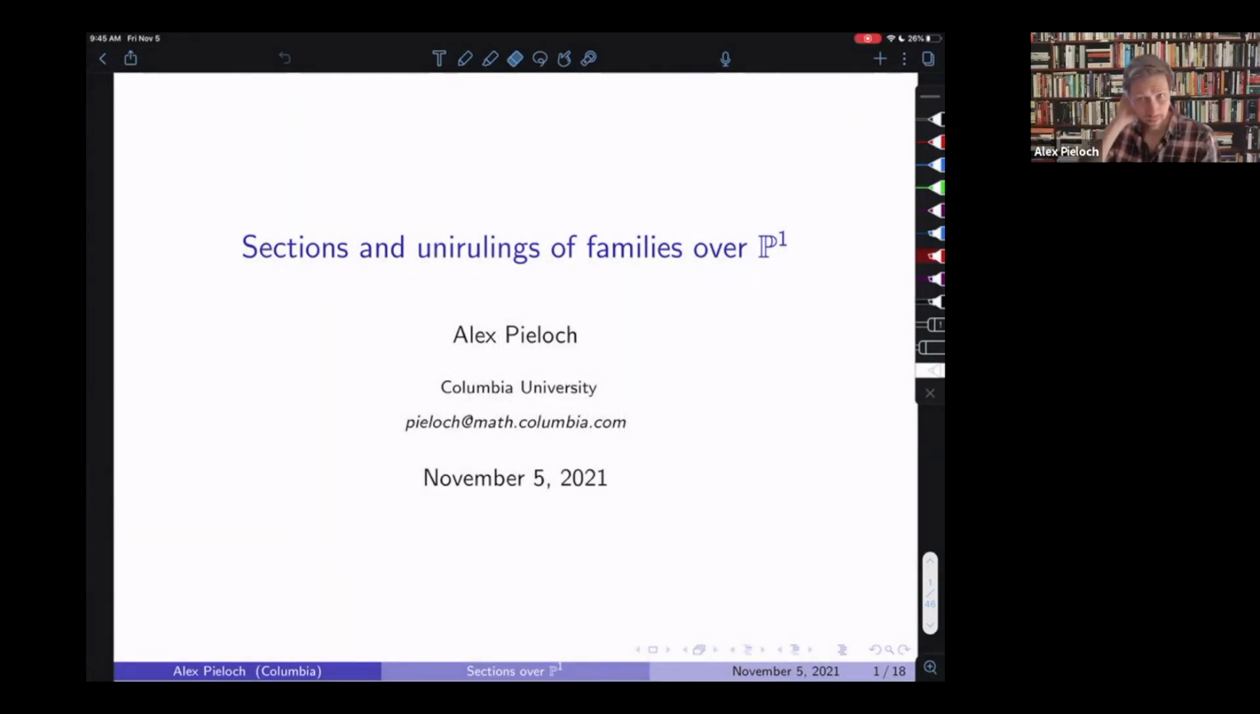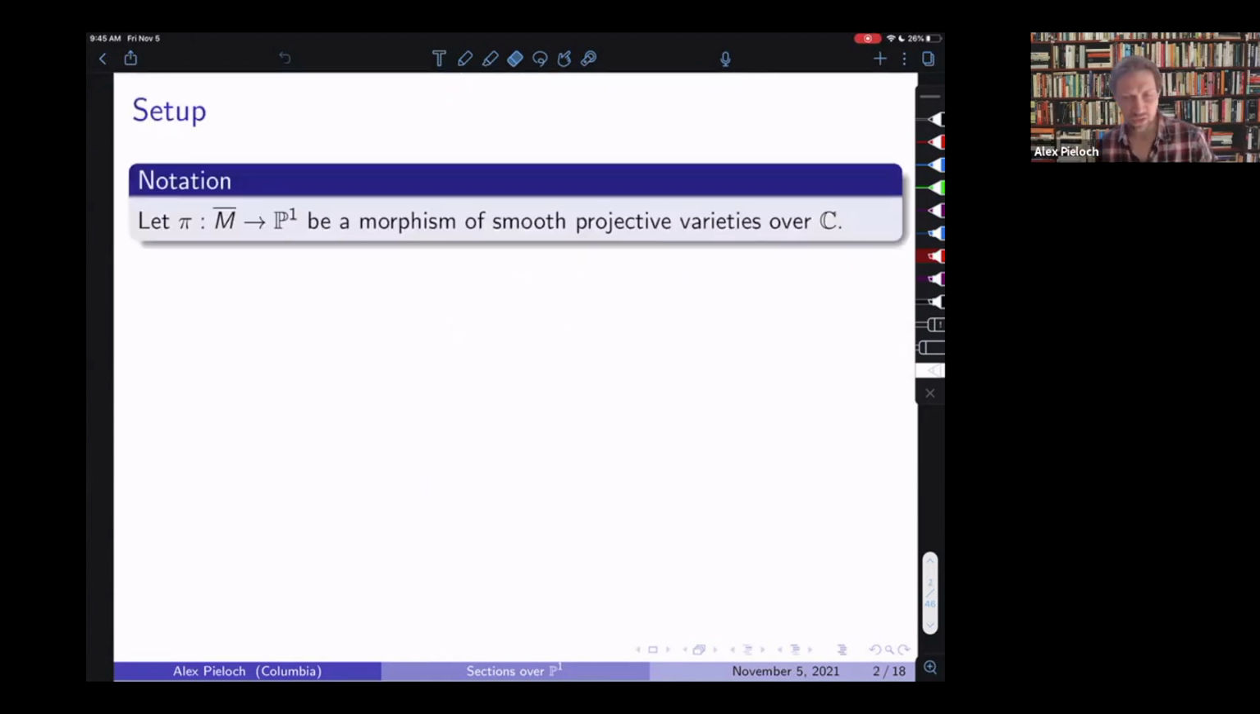So today I want to talk about an application of symplectic topology to algebraic geometry. The objects that we'll be considering are the following. We're going to look at morphisms of smooth projective varieties over C. So we have some total space, Mbar. This is some smooth, complex Kähler manifold that lives inside of CP^N.